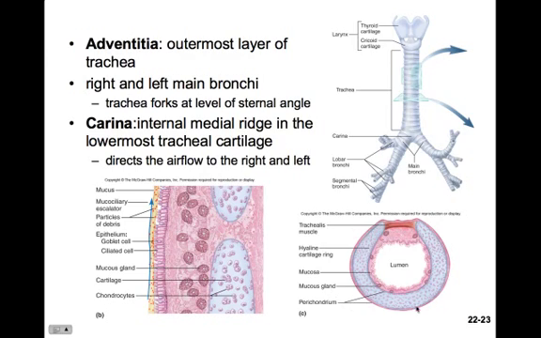Here you can see the C-shaped ring formation with the trachealis muscle behind. You can see the layer of the mucosal cells on the inside of the ring, as well as the hyaline cartilage ring here.